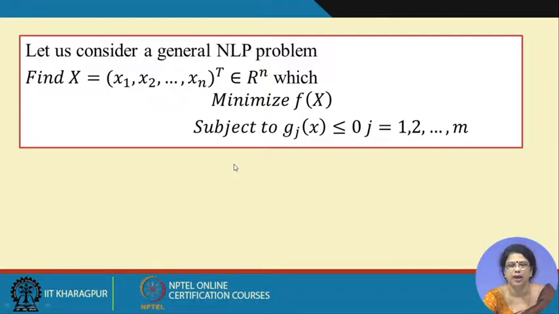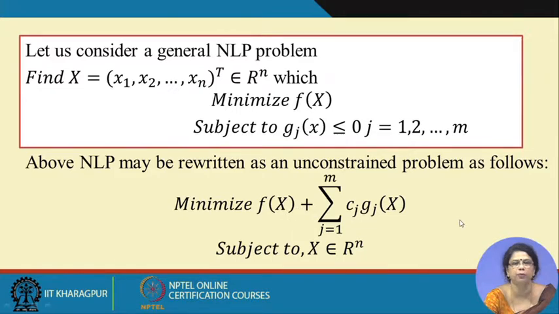Let us consider a general nonlinear programming problem, where we have one objective function which is nonlinear in nature, and the decision variable is in n dimensional space. Now, for the constraints, we have m number of constraints. The basic idea is that, just like our Lagrange method, we convert this constrained problem into an unconstrained problem like this: f(x) plus summation Cj Gj(x). Here Cj are constants, which are positive constants. Now, this Gj(x) we consider in this way.